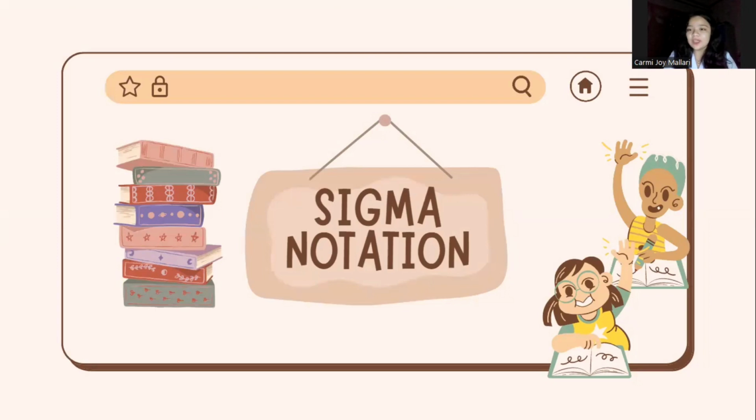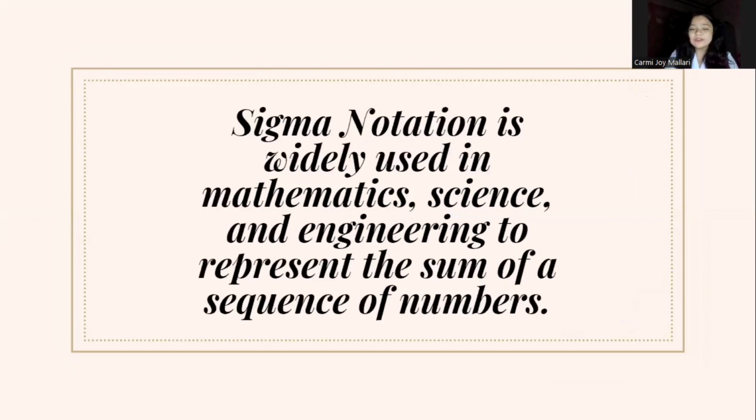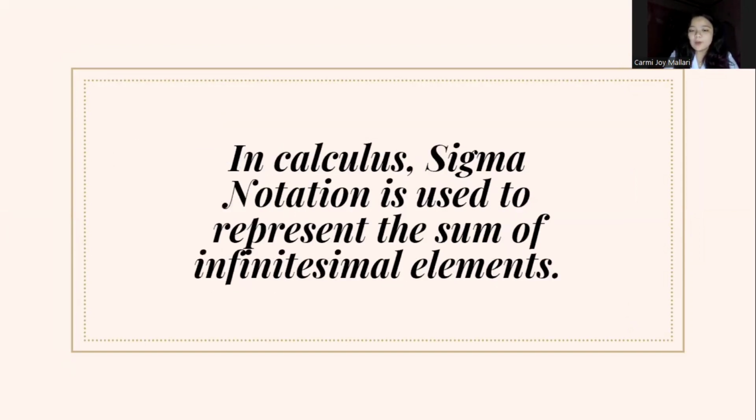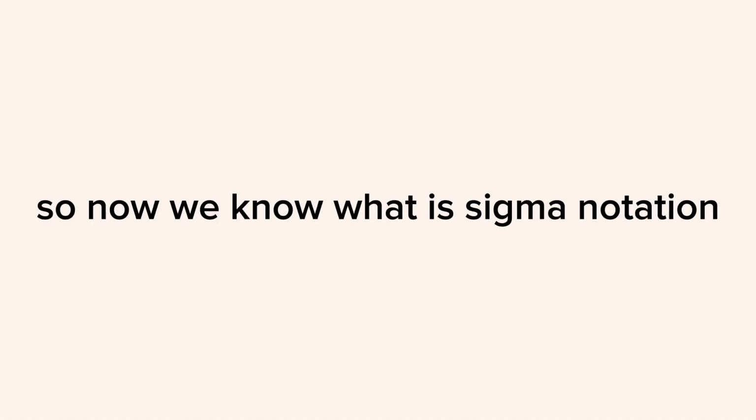Today we're going to be talking about sigma notation. But first, what is sigma notation? Sigma notation is widely used in mathematics, science, and engineering to represent the sum of a sequence of numbers. It is a mathematical notation that uses the Greek letter sigma to represent a sum of a sequence of numbers. In calculus, sigma notation is used to represent the sum of infinitesimal elements. So now we know what sigma notation is.